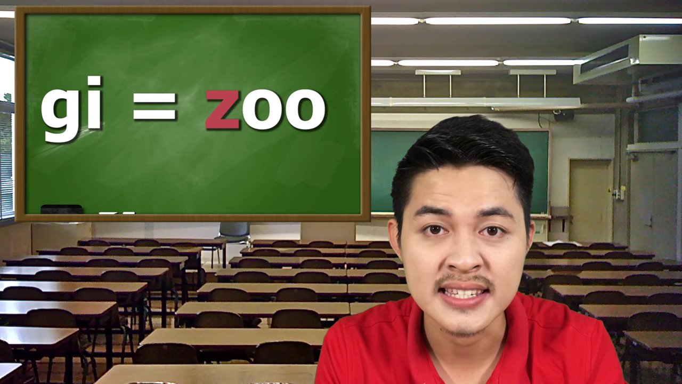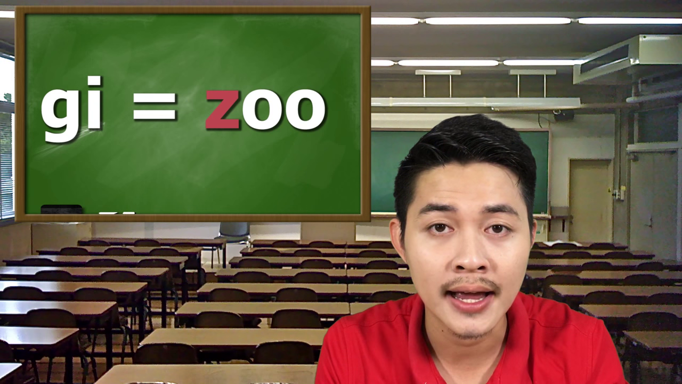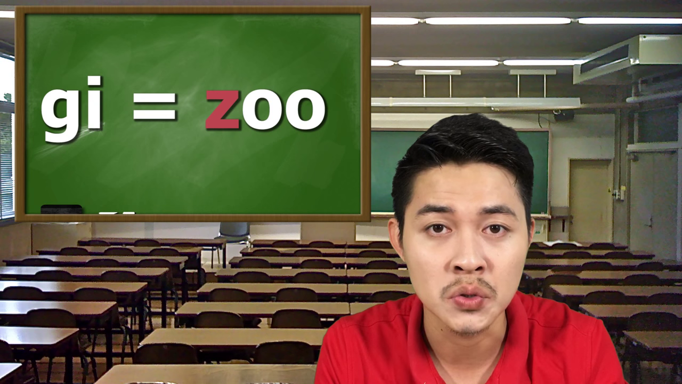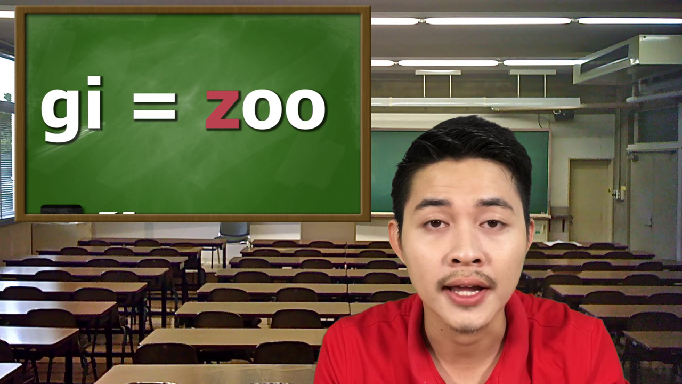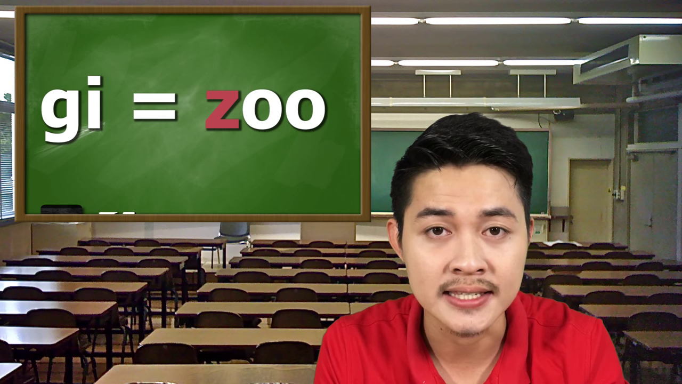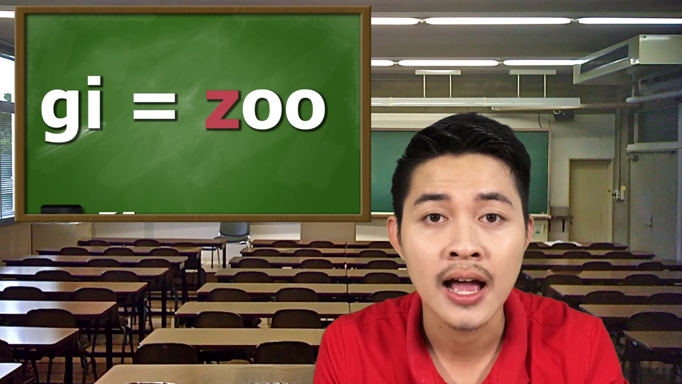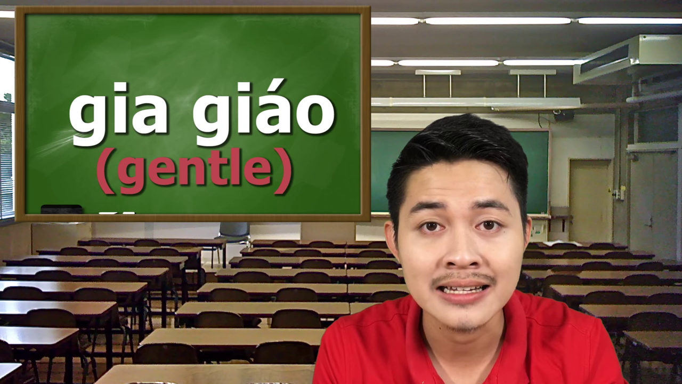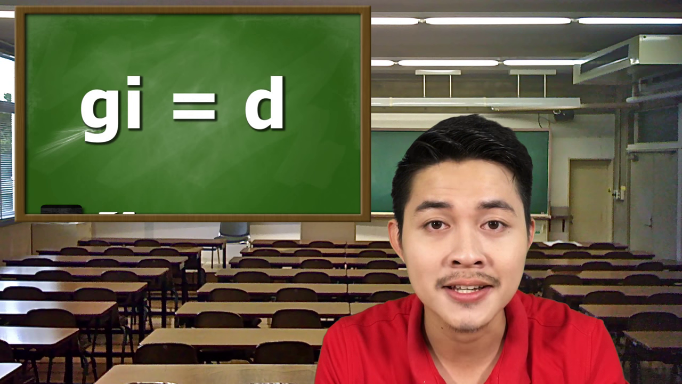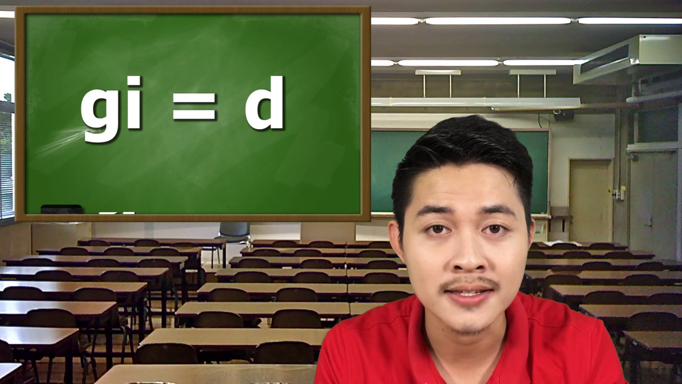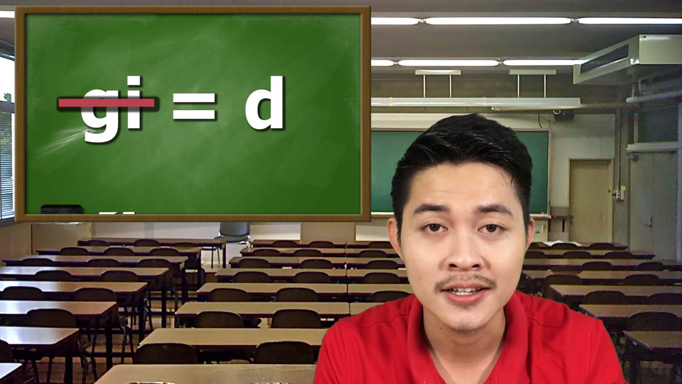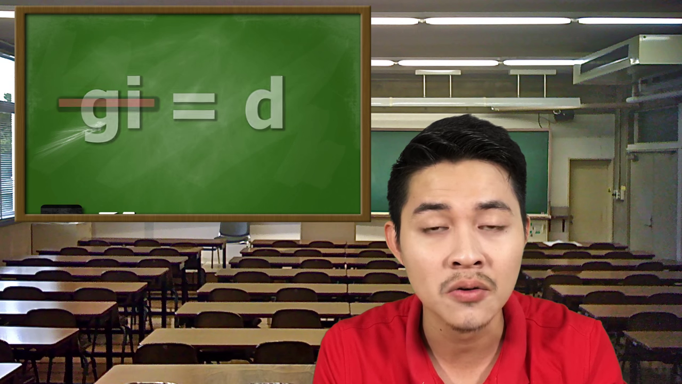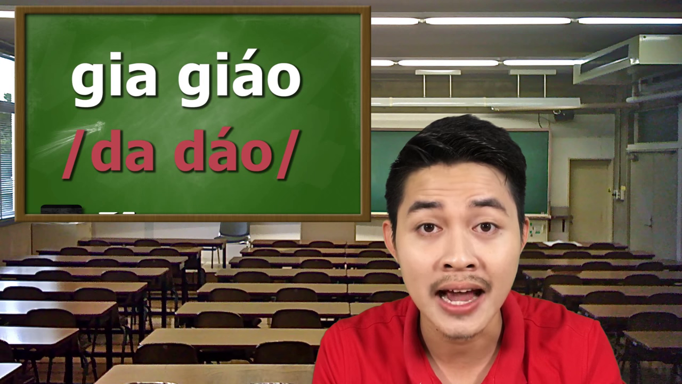The next sound is z. It's similar to z in the word zoo. Okay, repeat after me. Z, già giáo. But luckily, in Southern Vietnamese, z is always replaced by the sound ya. So instead of saying già giáo with z, you have to say già giáo with ya. Okay?